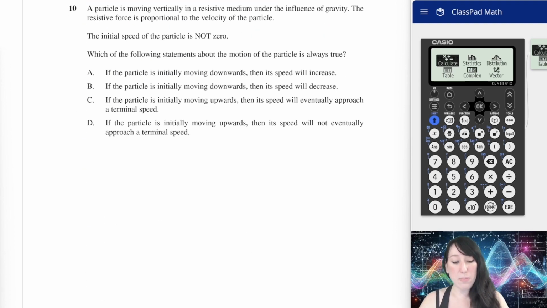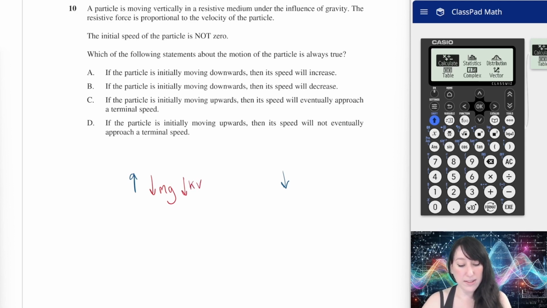Question 10. A particle is moving vertically in a resistive medium under the influence of gravity. The resistive force is proportional to the velocity of the particle. The initial speed of the particle is not 0. Which of the following statements about the motion of the particle is always true? So once again, a diagram could be helpful here. There's two possible situations. The particle is initially moving up or initially moving down. We have a downward force of mg and a force in the opposite of the direction of travel, which is kv, since it's proportional to the velocity.